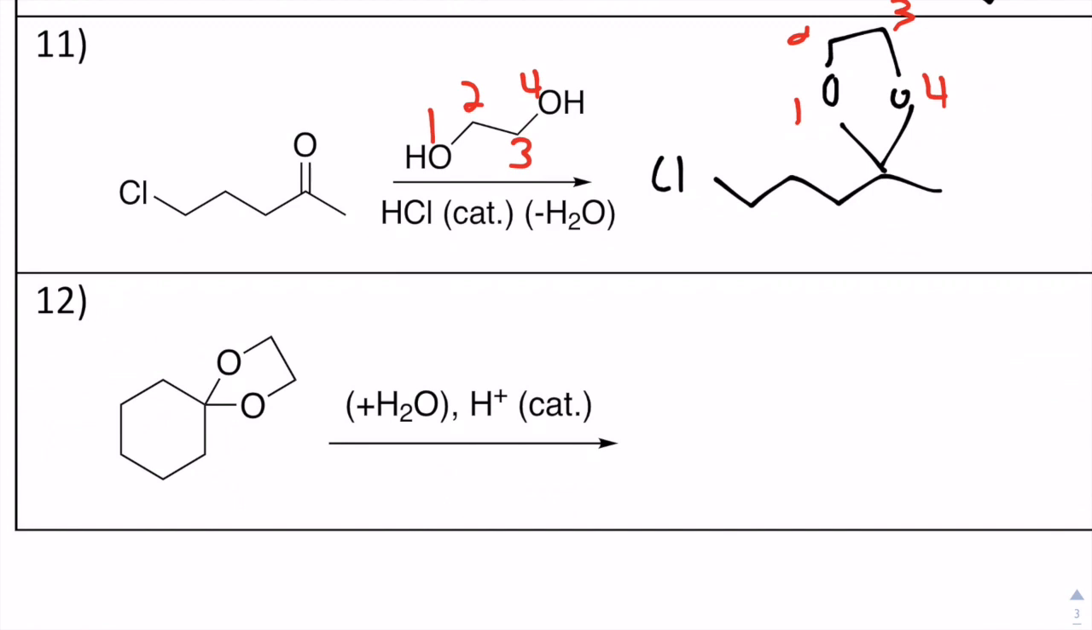And again with 12, the opposite of 11 is 12. In 11, we are adding in a 1,2-diol under acidic conditions and removing water. In number 12, remember, we have this acidic catalyst as well, but now we're adding in water. So that's going to remove that. It's the hydration reaction. So we are going to see something like this.